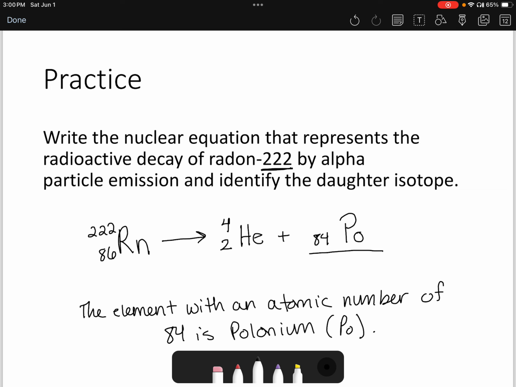Okay, so now the next thing we need to do is make sure the mass numbers add up on both sides. So radon lost a total mass of 4. So what would polonium's mass be in order for everything to add up?